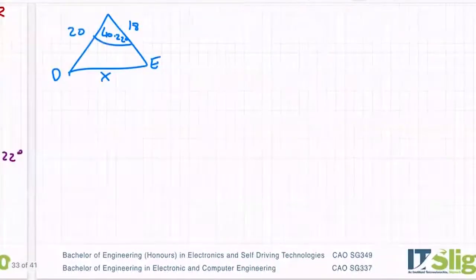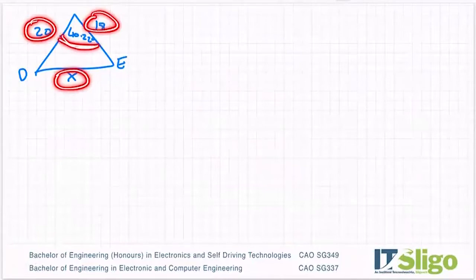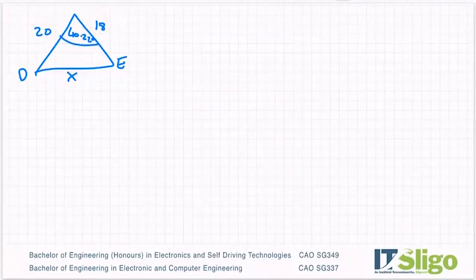And it's a cosine rule. It's a cosine rule because I'm all about sides and a single angle. Couldn't use the sine rule in this one because although I have a side angle pair there, I do not have an angle to match either the 20 or the 18. So the sine rule isn't an option here. So it has to be the cosine rule.